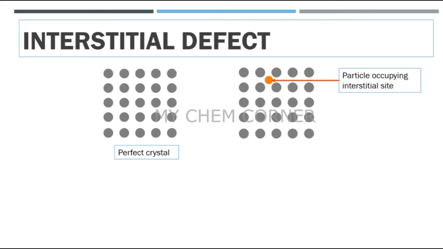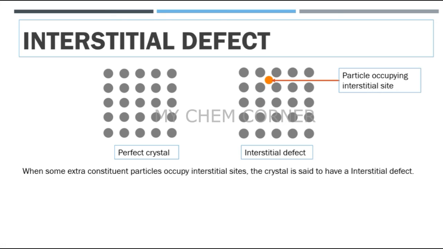Cations are generally smaller in size. So when you heat the crystal again, these smaller cations can fit into smaller spaces in the crystal. These smaller spaces in the crystal are called interstitial sites. So the particle is going to occupy the interstitial site.